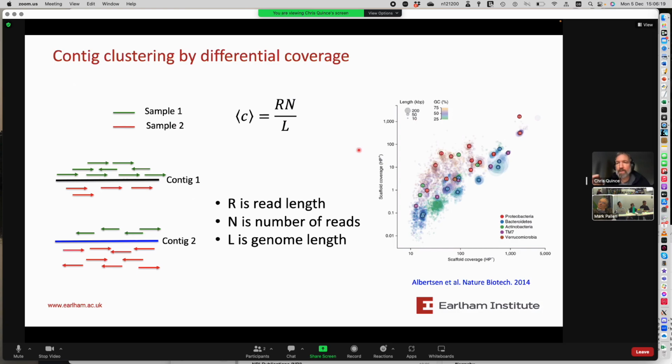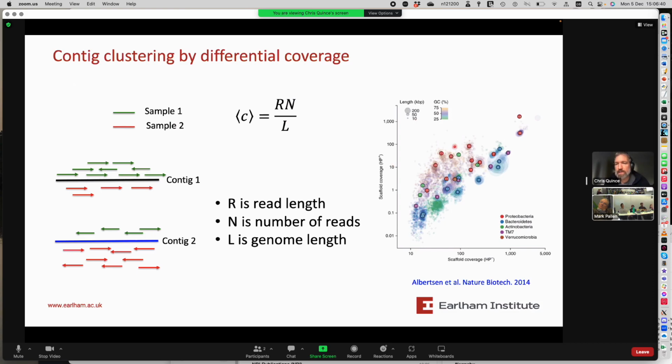But the key principle here is that if you have contigs deriving from the same genome, and that genome is present in multiple samples but with different abundances, then the coverage depth of all the contigs from that genome will fluctuate, but they will be correlated in their coverage. And they will have a different coverage profile to contigs from a different genome.